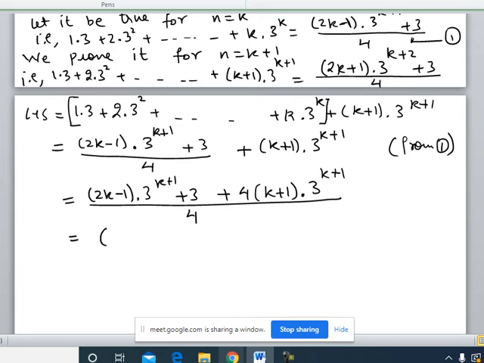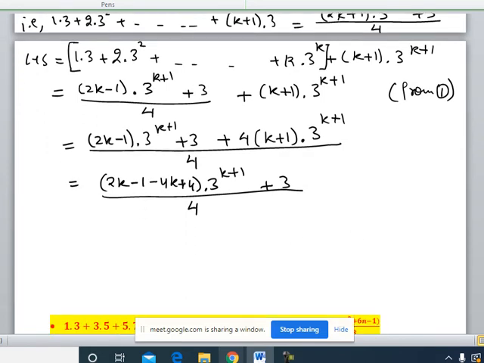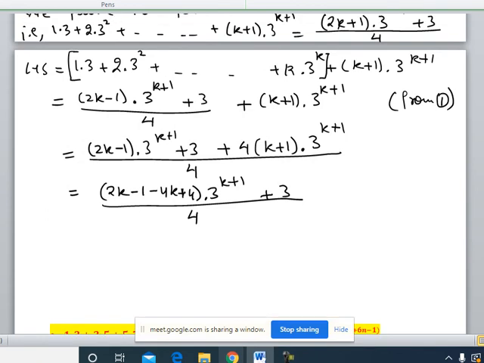So if this 3 to the power k plus 1 is taken common, from the first part we are left with 2k minus 1, and from the later part, expand this term, we get 4k plus 4. Fine. So after taking common, this is what we get, and this plus 3 is a separate term, and the entire expression divided by 4. Now we need to only do this simplification and then see are we getting the required right hand side or not. Okay, let us do it quickly.